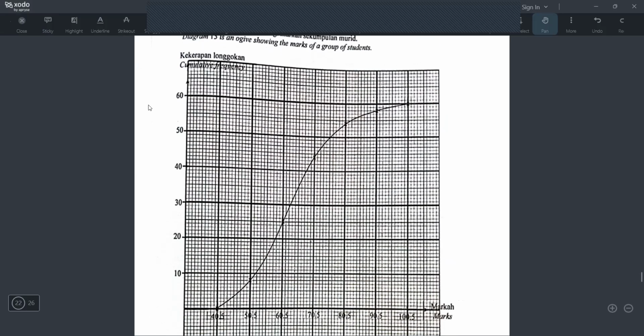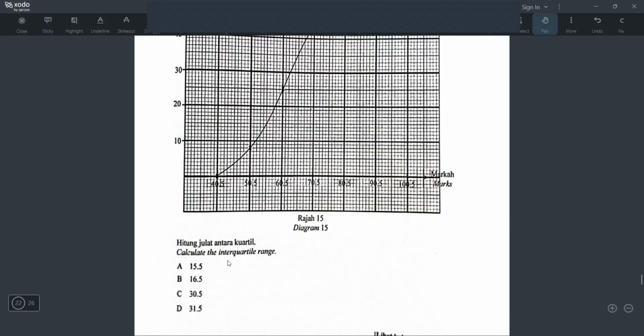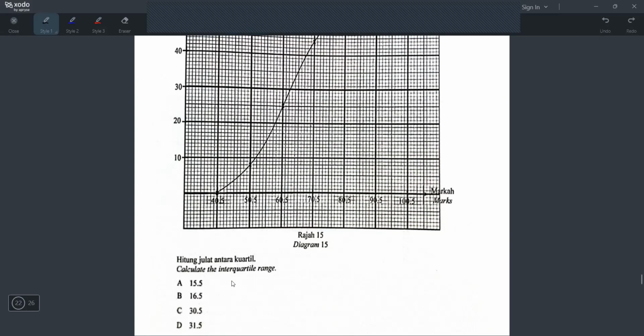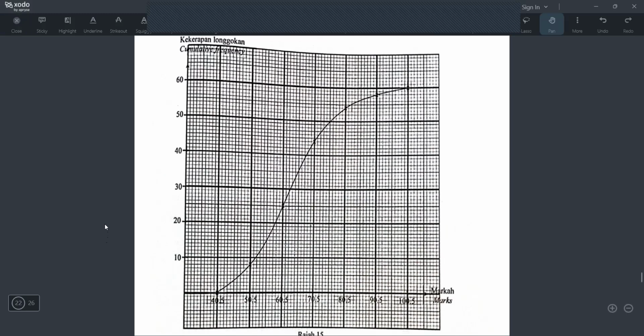So this is an O-GIF. So definitely all these numbers is the upper boundary. Okay, and then everything on the y-axis they use cumulative, right? And then what else they want? Calculate the interquartile range. It means they want to find Q3 minus Q1, right? So interquartile range formula Q3 minus Q1. Okay, how do we get the Q3 and Q1 from O-GIF?